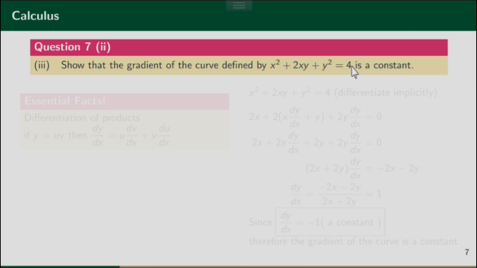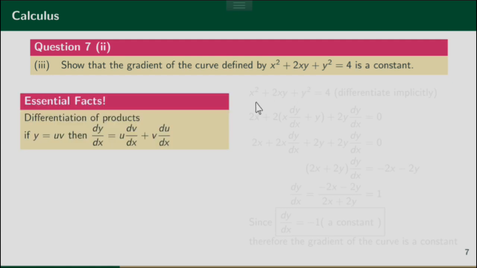So we cannot make y the subject of the equation without having y on the other side of the equation. So in order to solve this type of question, we have to differentiate implicitly. And we assume that y is equal to f of x, and we use the chain rule to differentiate the term. So let me recall the differentiation of a product.